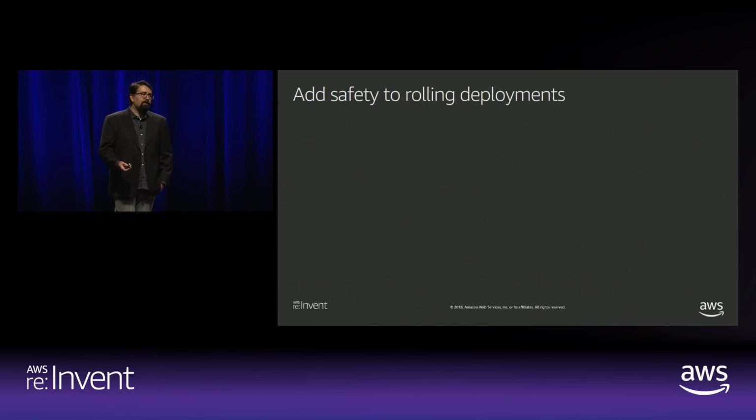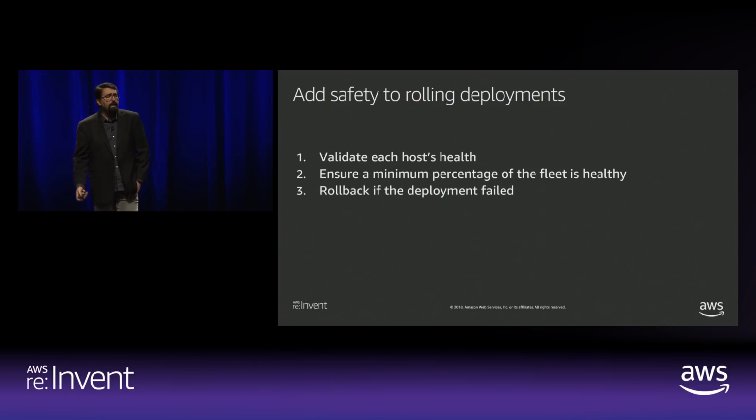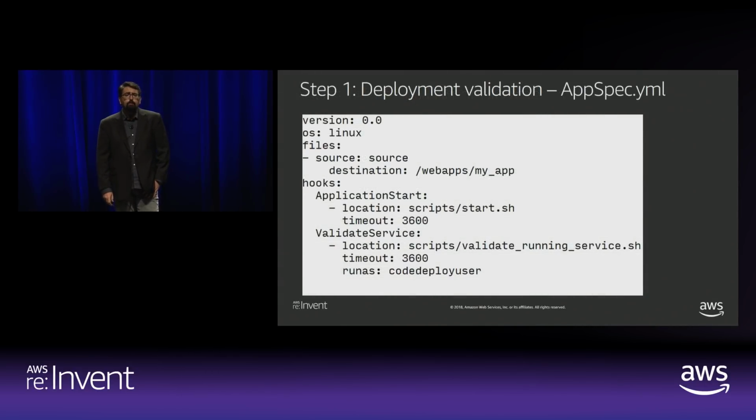So we want to add safety to this. How do we add safety? Well, we add safety by validating each host's health. We want to ensure a minimum percentage of our fleet is healthy after a deploy. We want to roll back if things don't go through. So say we get through that process and one of them fails, we want to roll that back potentially. How do we do this?